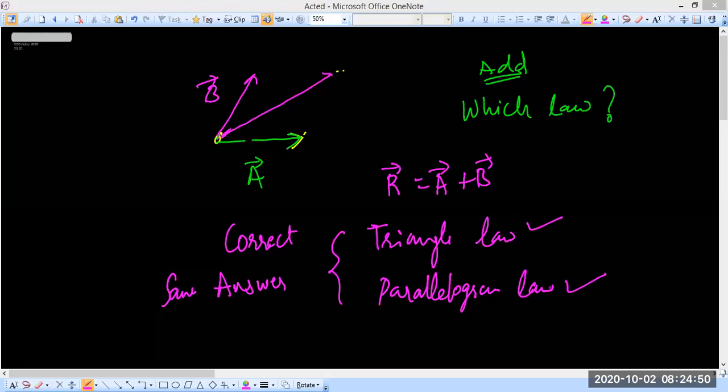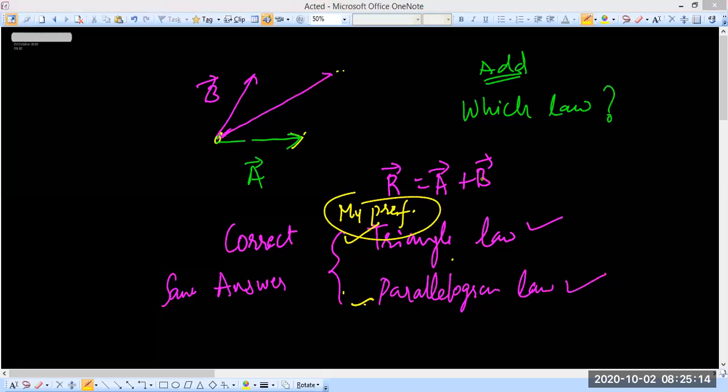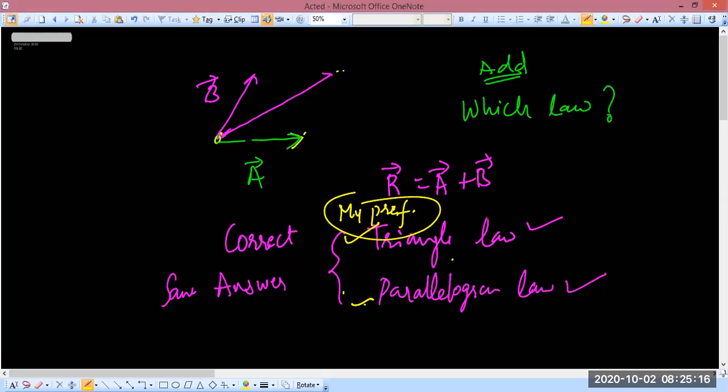Personally, my general preference is the triangle law. That does not mean I don't know the parallelogram law. I also know it, but like I said, this is my preference. You can have your own preference, no problem. Right. Let's go to the next thing now.